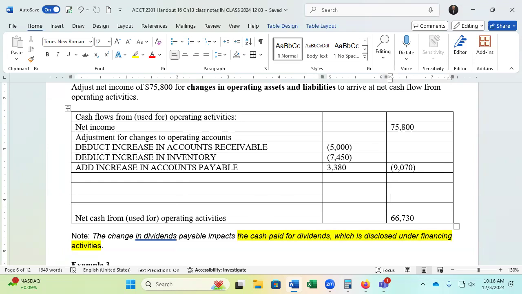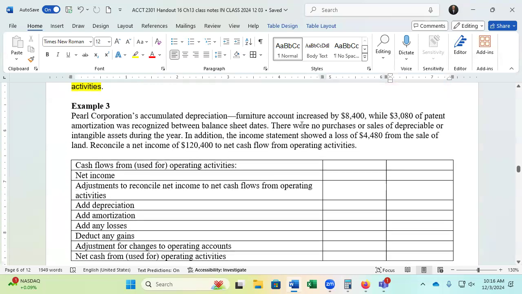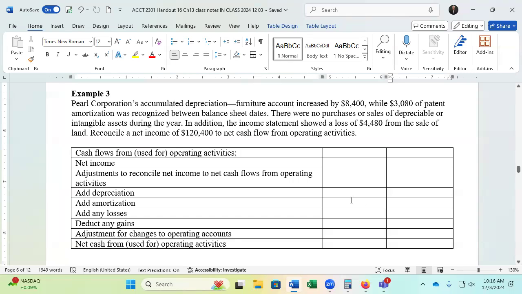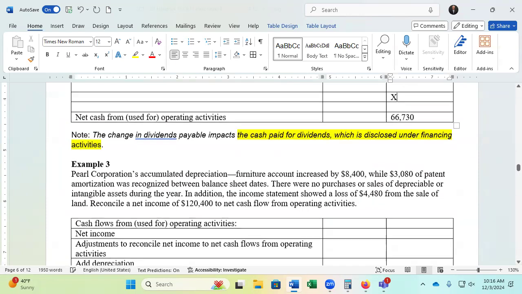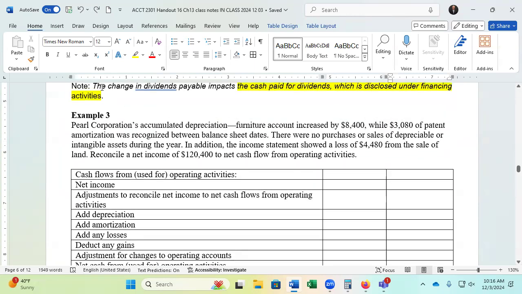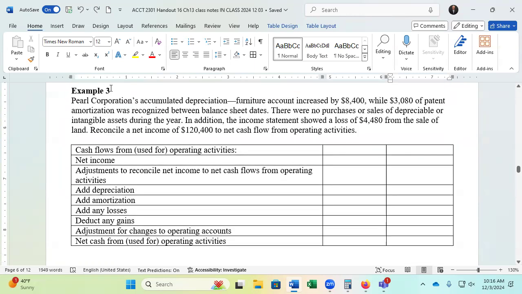Any questions so far? Example 3. I left these sections in there so you could fill out the information for number 3. Try to decode what you can decode and fill in what you can. And then I will walk through it in about 2 minutes. If you have any questions, please ask me as I walk around.